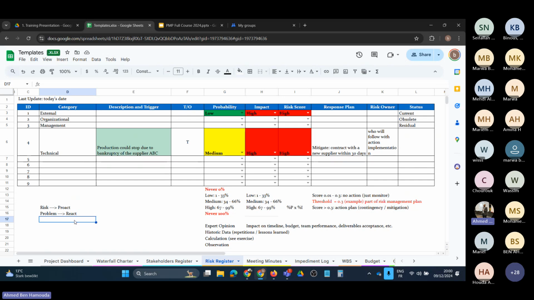How often do we update this risk register? Personally, as a project manager in all my projects, I update the risk register every day. Like when I say update, I mean I check. I check my risk register every day.